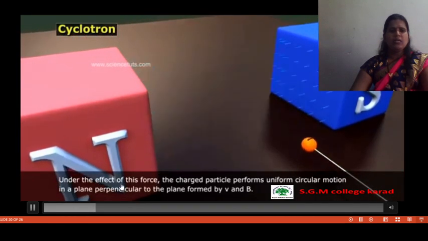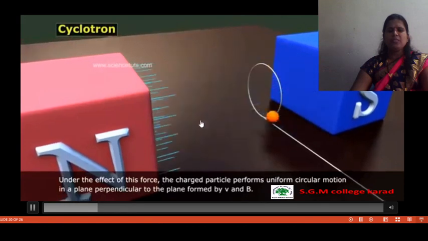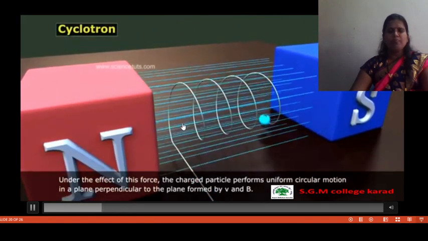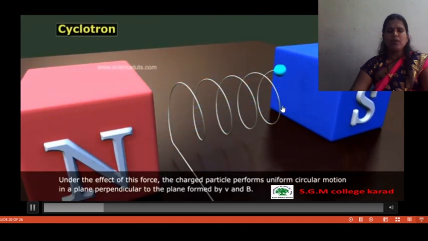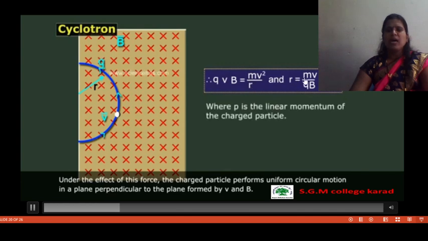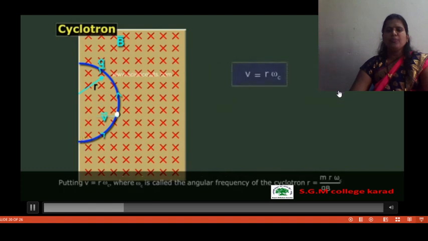Now see, under the effect of this force, the charged particle performs uniform circular motion in the plane perpendicular to v and B. This equation becomes qvB = mv²/r. So r = mv/qB, that is, p/qB.